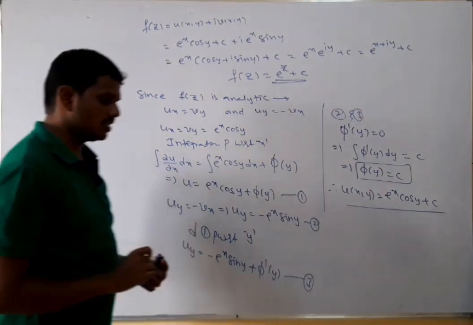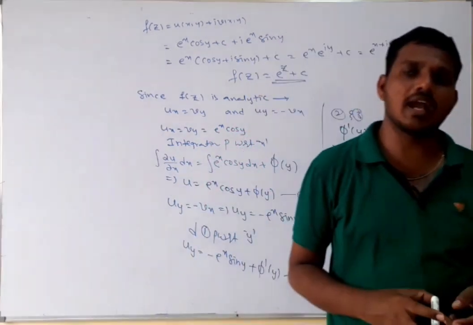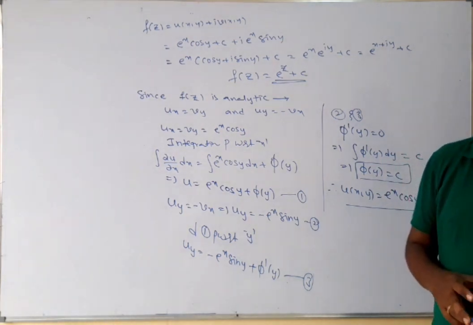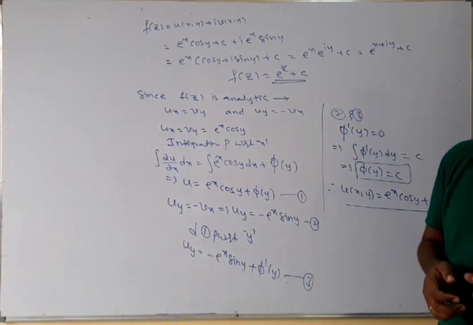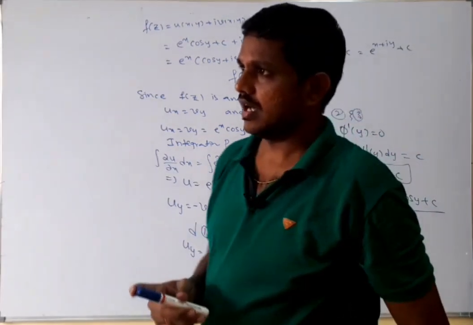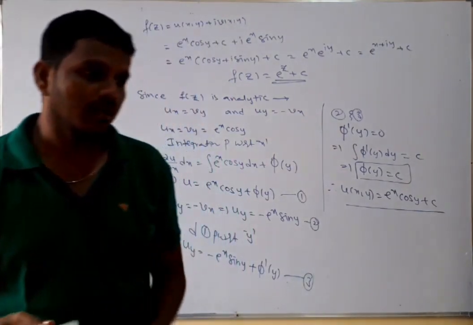In the harmonic functions, you should concentrate on what? When u is given, how we find v and f of z. When v is given, how we find u and f of z. These two methods are very important in harmonic functions. In the next class, we go for the Laplace equation in polar coordinates, followed by conformal mapping. Right. Thank you.